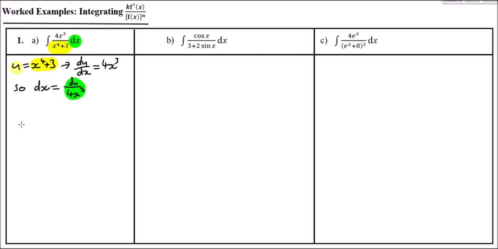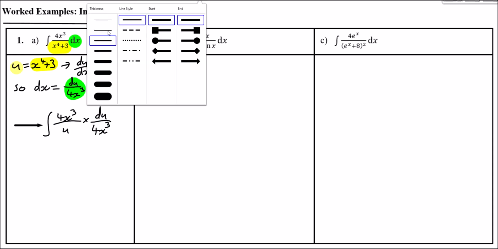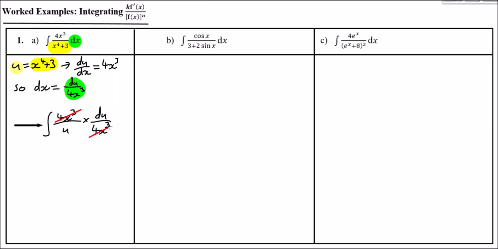So let's transform the integral. So what we're going to have now, in terms of u, we've got 4x cubed on top, divided by this, which we've termed to be u. And instead of dx, we've now got du over 4x cubed. So hopefully you can see here, we're going to have the 4x cubed here cancelling the 4x cubed there. u, of course, is x to the power 4 plus 3, and du over 4x cubed was just dx.